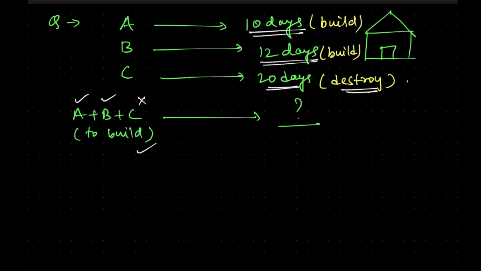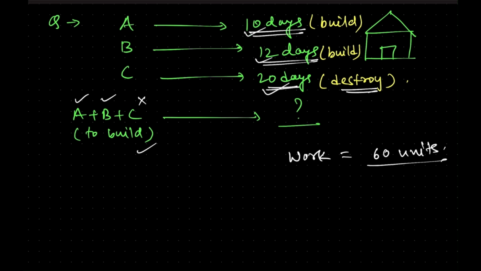So we will assume work as some units, like how many units of work are required. We will take work such that it divides these three numbers. So we will take work to be 60 units. Why have we taken 60 units? So that it can easily cut from 10, 12 and 20.